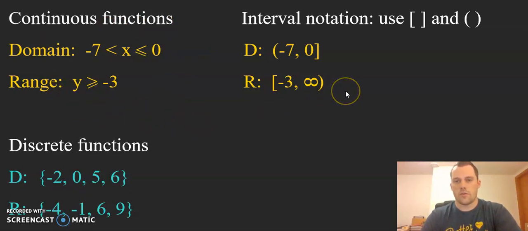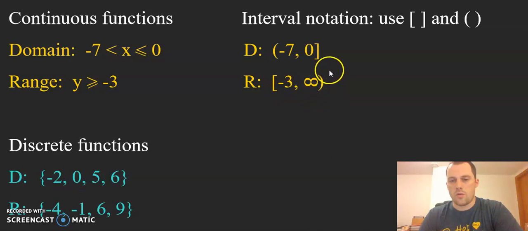But we're going to use interval notation here. So we use brackets when the minimum or maximum is included in the graph, parentheses when it is not. So in this domain example, it includes everything greater than -7 up to and including 0. But because there's parentheses here, -7 for our x values does not give us a value or a point on our graph. And then the range goes from -3 up to infinity, and it includes -3.